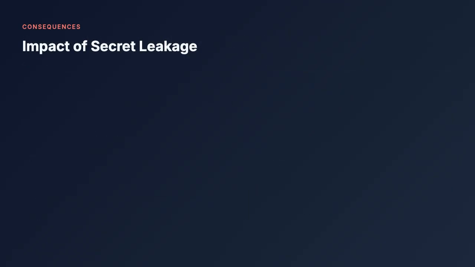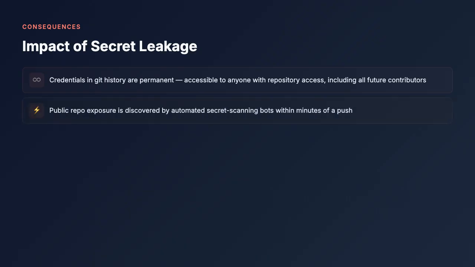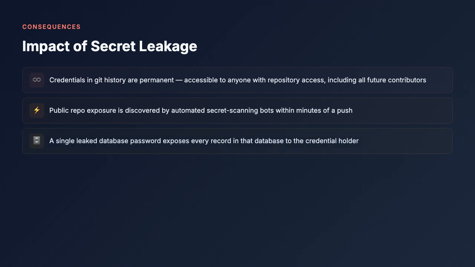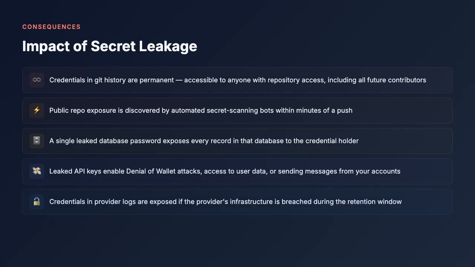The impact of secret leakage is severe. Credentials in Git history are permanent, accessible to anyone with repository access, including all future contributors. Public repository exposure is discovered by automated bots within minutes. A single leaked database password exposes every record in that database. Leaked API keys can be used to run up charges in denial of wallet attacks, access user data in third-party services, or send messages from your accounts. And credentials sitting in provider logs are exposed if the provider's infrastructure is breached during the retention window.